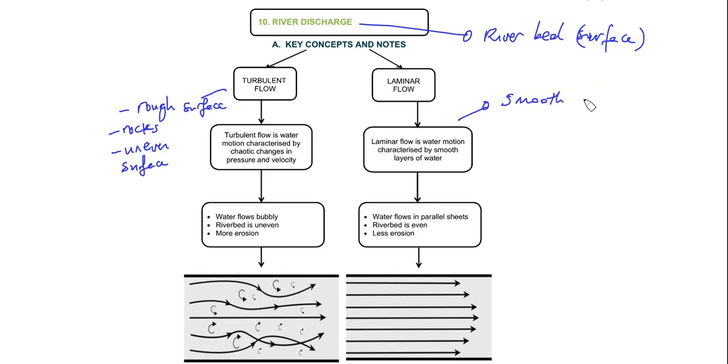Smooth, even. So let me just say smooth surface. That's what is called laminar flow. Laminar flow is water motion created by smooth layers of water, flowing in parallel sheets. Riverbed is even, less erosion. You've got more erosion here, and this one is more silent here. The laminar flow is silent. You don't hear noise. So here it's silent flow. But here, it's noisy.